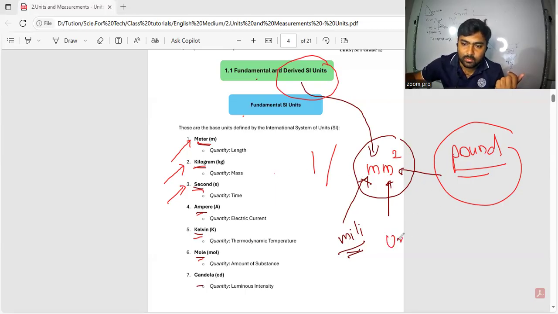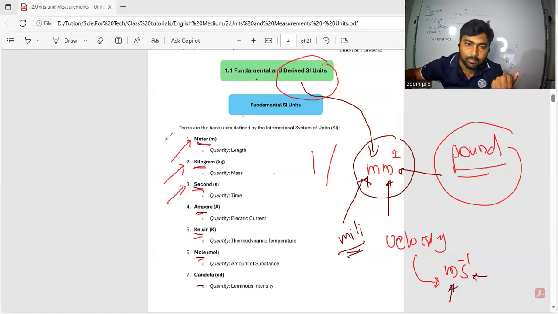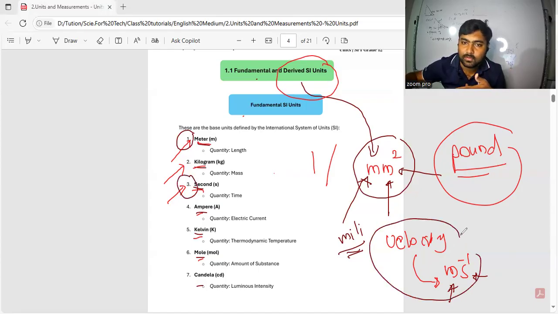We use this unit for measuring velocity. This is meter and this is second. Meter is in the SI unit system and second is also in the SI unit system. So this is a derived SI unit. Understood?